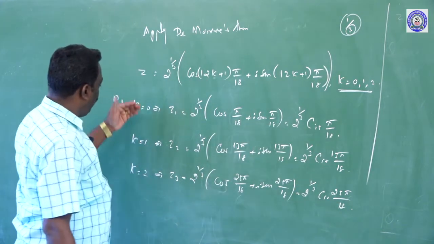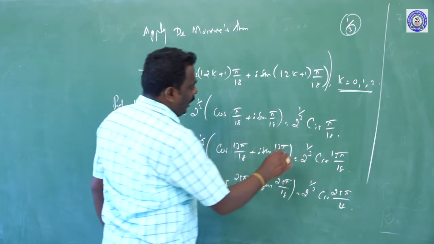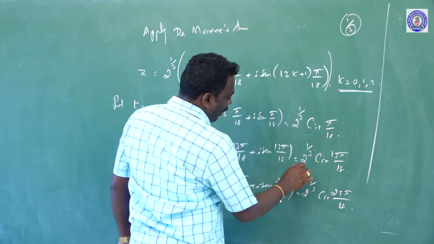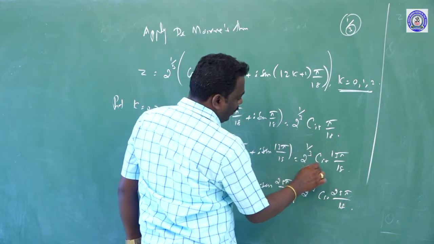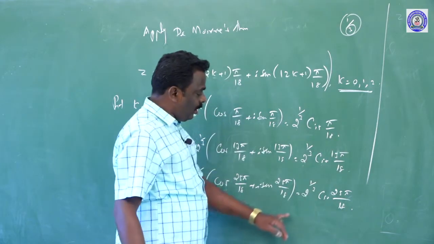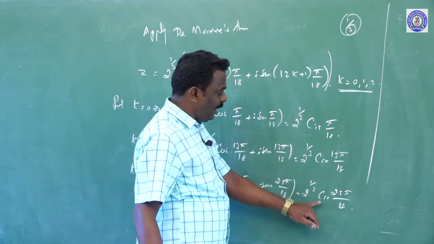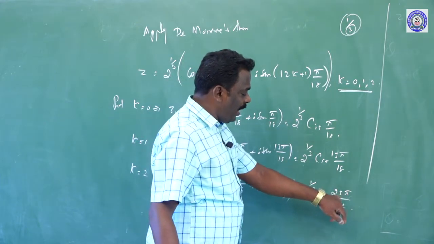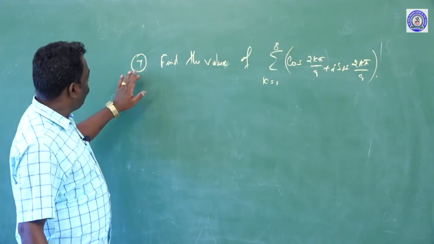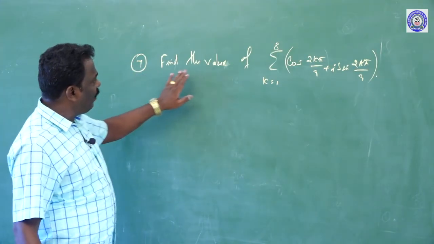Therefore the 3 roots of the given equation are: 2 power 1 by 3 into cis of pi by 18, and the second root 2 power 1 by 3 into cis of 13 pi by 18, and the third one 2 power 1 by 3 cis of 25 pi by 18. These are the 3 roots of this given equation. Okay, exercise problem 2.8, question number 7, find the value of the summation.